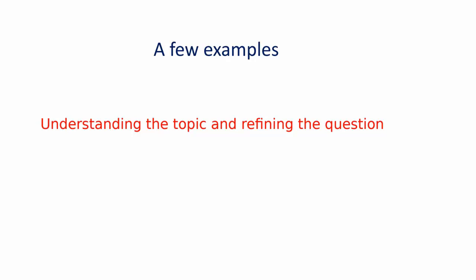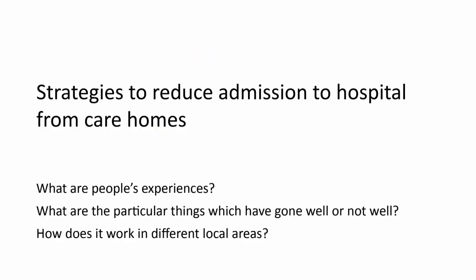So in terms of that early stage of the review, understanding the topic and refining the question, one example was a review on strategies to reduce admission to hospital from care homes. At our first public advisory group, we were keen to understand different people's experiences of admission from care homes. What had people experienced? What had their relatives experienced? What were the particular things which had gone well? What had not gone well?